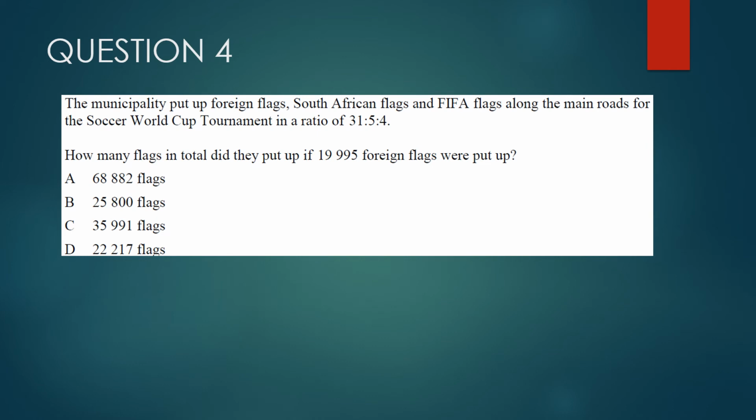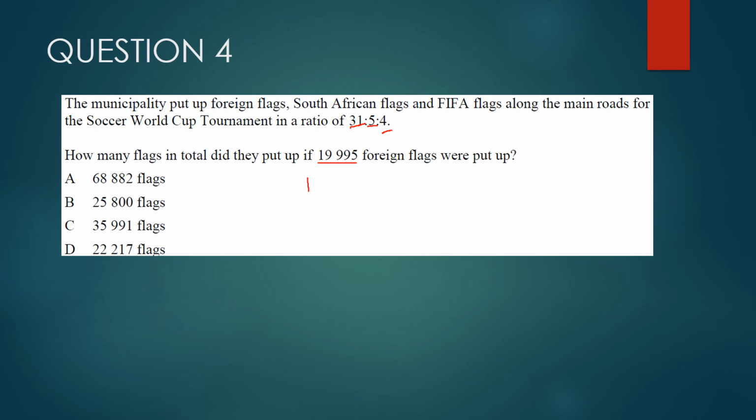The municipality put up foreign flags, South African flags, and FIFA flags along the main road for the Soccer World Cup tournament in a ratio of 31:5:4. So this ratio here: 31 represents the foreign flag, 5 represents the South African flag, 4 represents the FIFA flag. So they have given us 19,995 for the foreign flag. So the actual number of foreign flags is 19,995, but then the ratio number is 31.